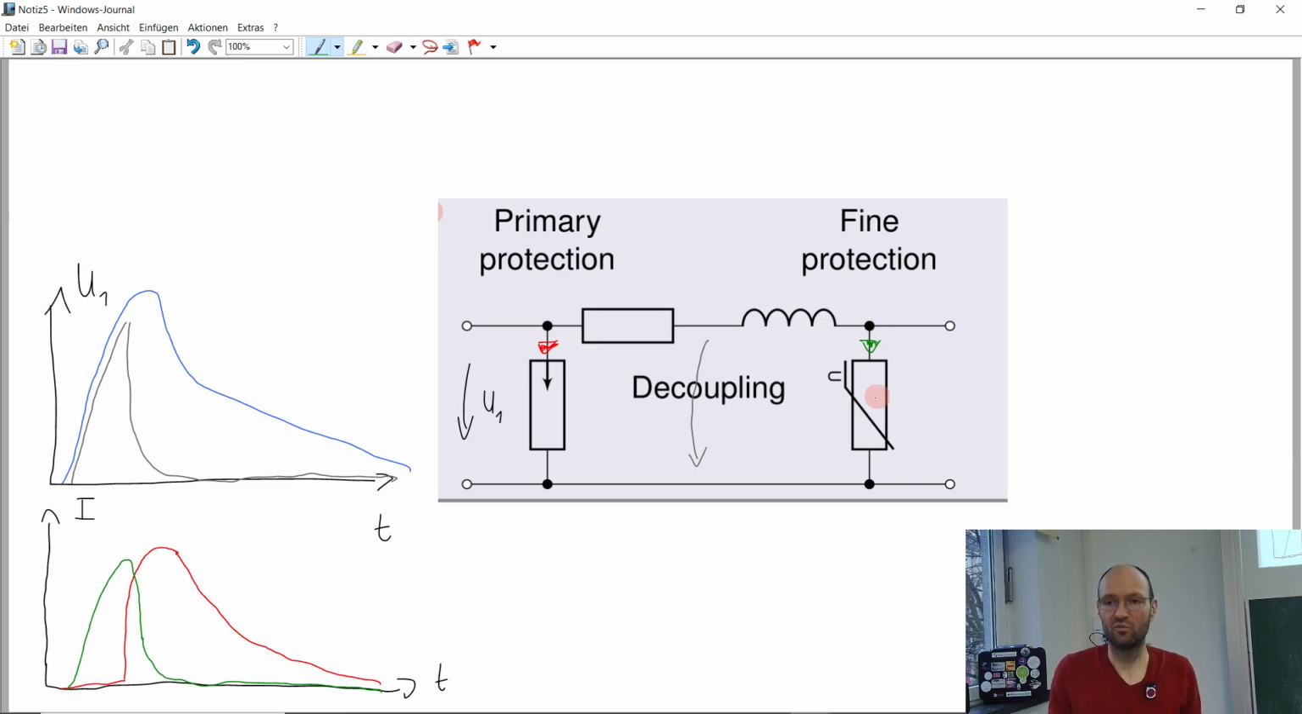And so this reacts fast at the beginning, but cannot dissipate so much energy. And then after some time, this gets active, and this will dissipate the remaining energy. And so with this multi-stage protection, you can combine the advantages of both protective elements: fast response, high energy dissipating capacity, and you somehow get rid of the disadvantages. That's the idea of this multi-stage circuits.